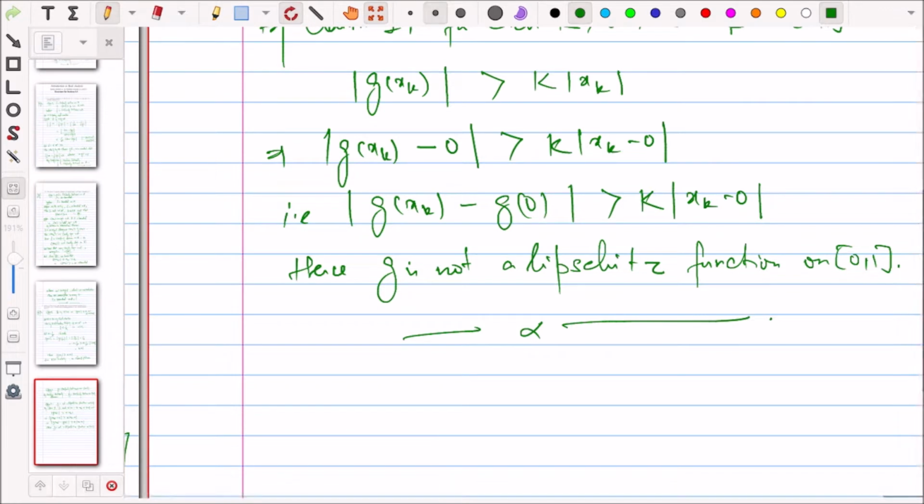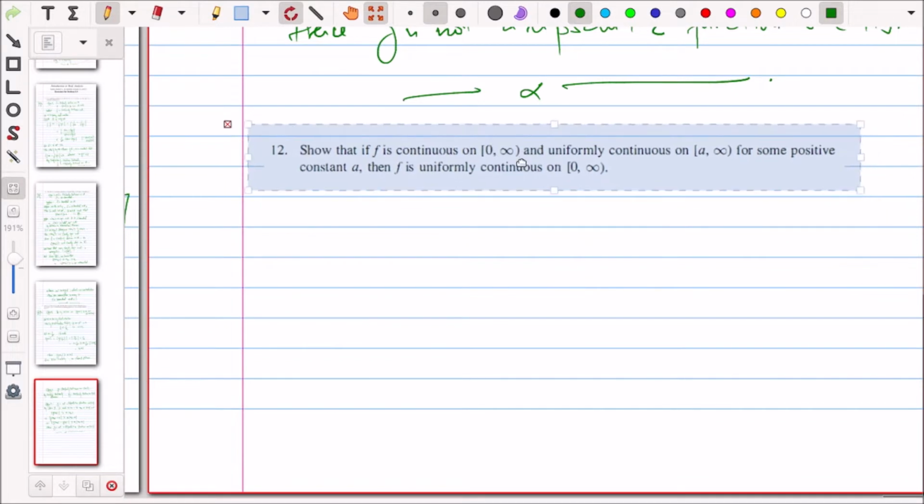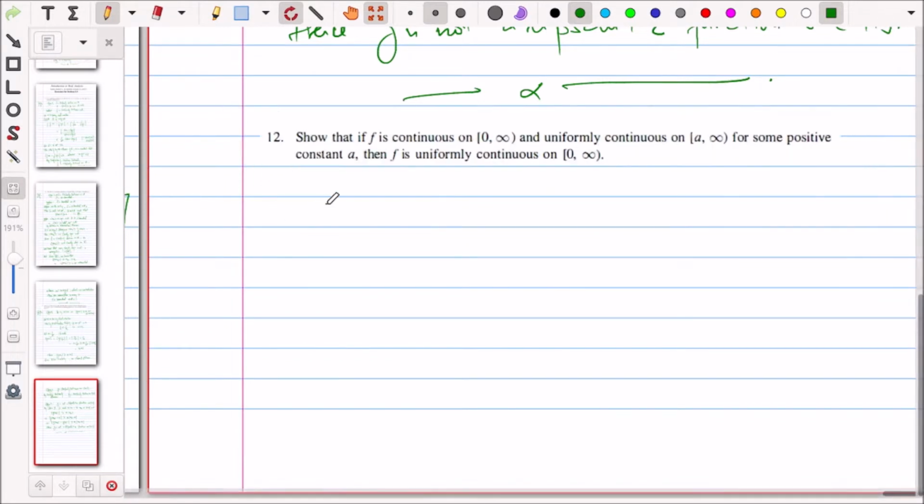Now let us move to question number 12. In question number 12, we are given a continuous function on the interval [0, infinity), and we are given that it is uniformly continuous on the interval [a, infinity) where a is positive, and we have to show that f is uniformly continuous on [0, infinity).